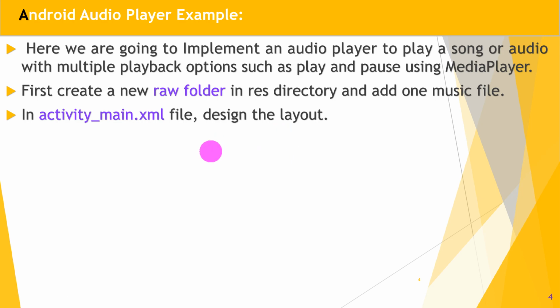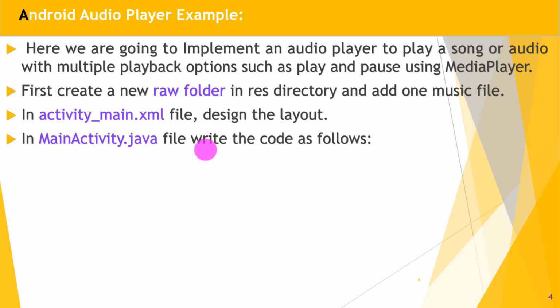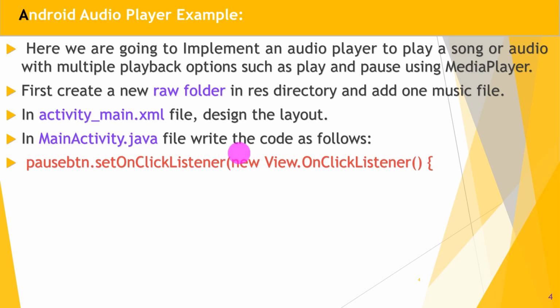That is the second step. Next, the main part, that is the code part: we have to write the code into the MainActivity.java file. Mainly we have two image buttons, play and pause. We have to see the code of those two buttons one by one.